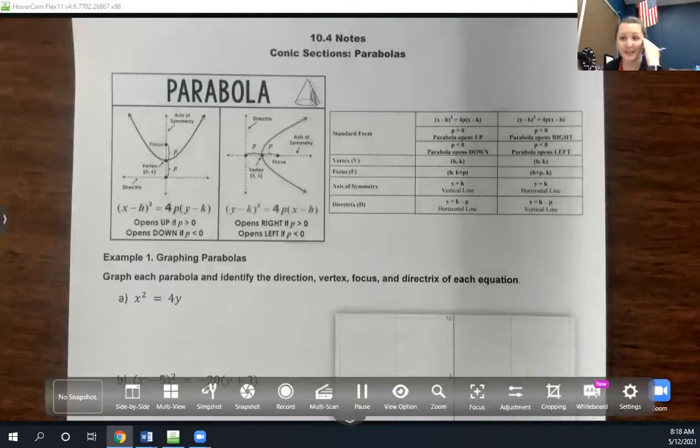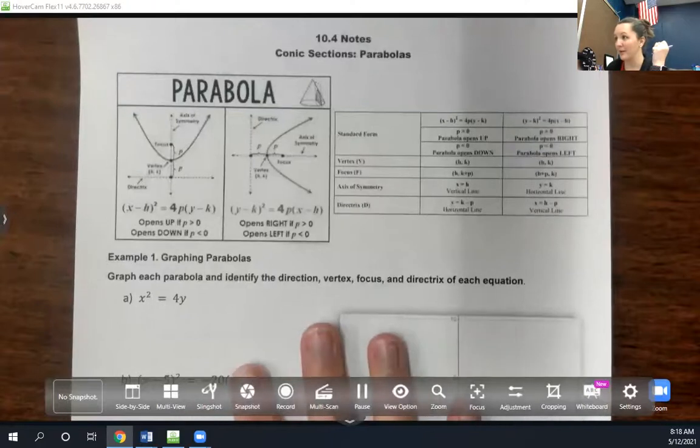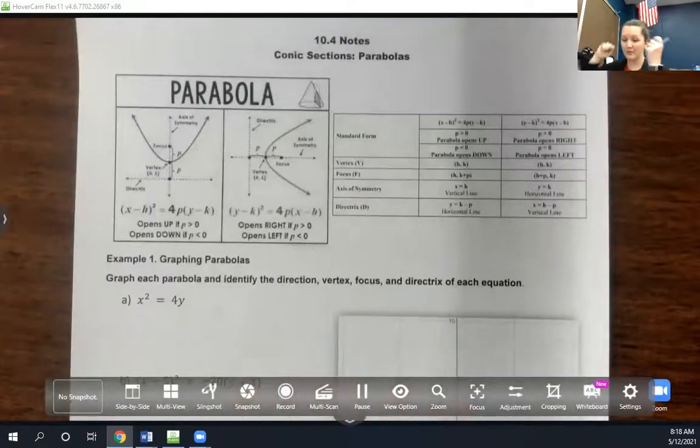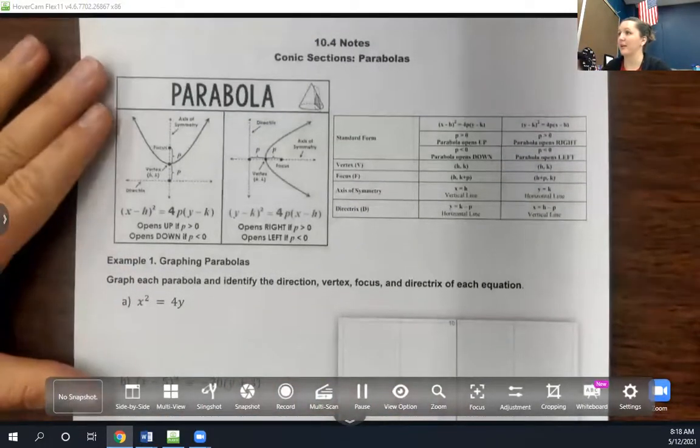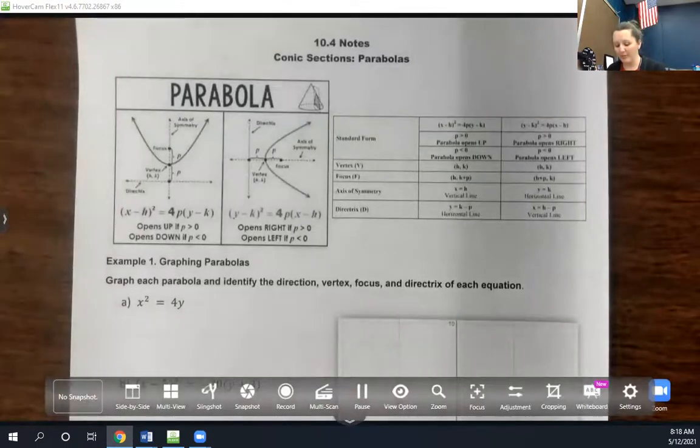We're on our very last set of notes for the year. We're moving on to parabolas. So I have my parabola notes here. If you don't have the parabola notes printed out, that's okay. Just grab out your math journal and that'll be fine too. We're going to be looking at parabolas.